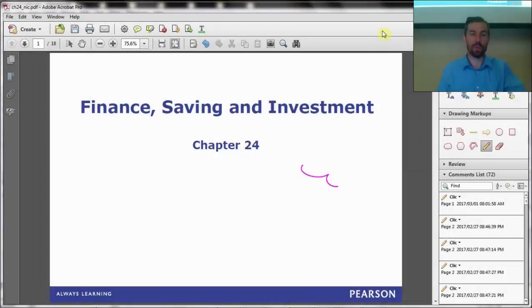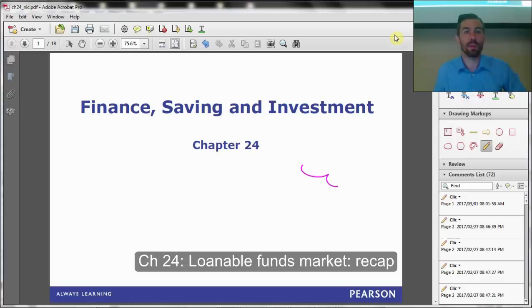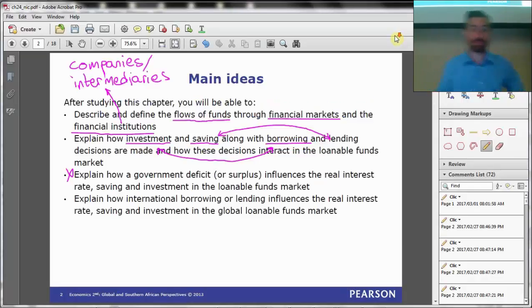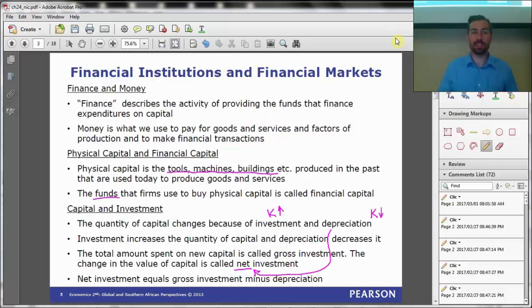So a quick recap to get up to speed with where we are. We're doing chapter 24. If you recall, this is a long discussion about the loanable funds market. Within this chapter, we're dealing primarily with the way in which funds get channeled between lenders and borrowers, which happens between various types of intermediaries. Remember that in the loanable funds market, we're dealing with financial capital.